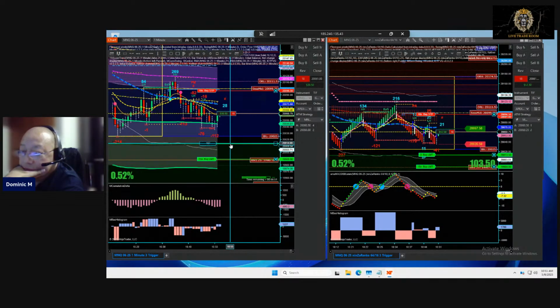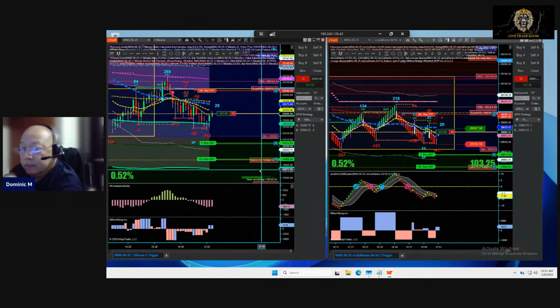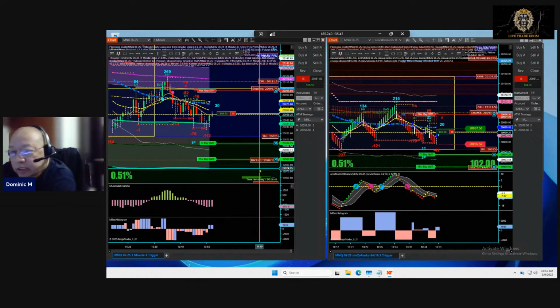Oops, this closing is below the 10 EMA right here, right? See, it's closing below the 10 EMA. You want to see this close below the 10 EMA or the 21 EMA. So we got around, what, 30 seconds, a lot of time. Let me just test that.